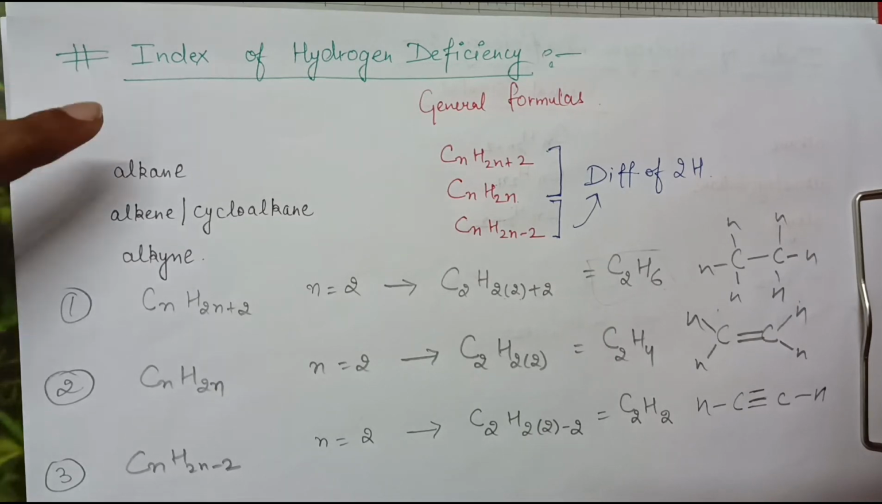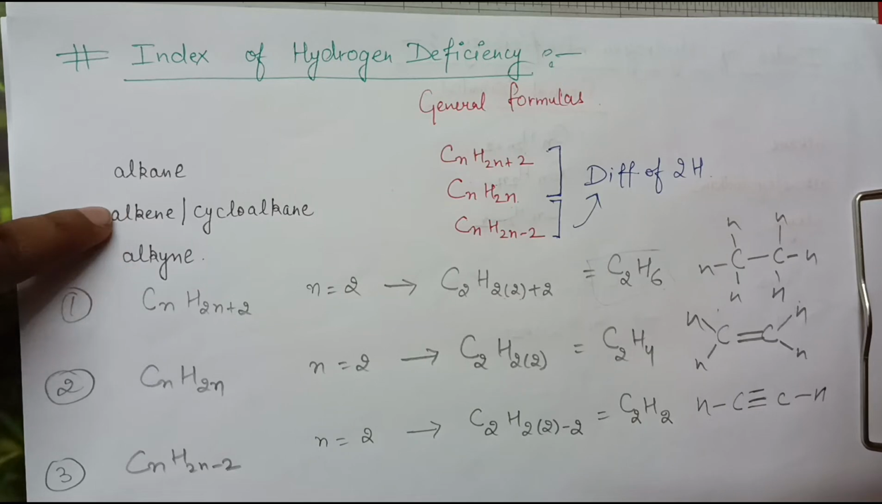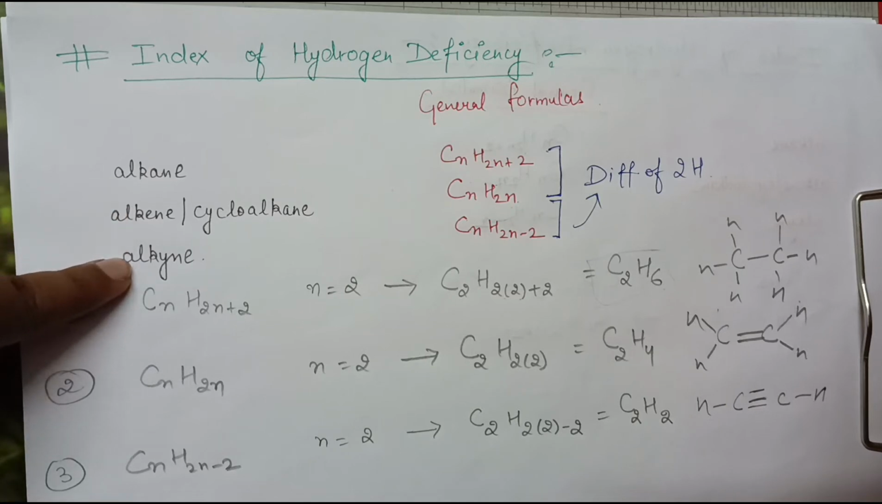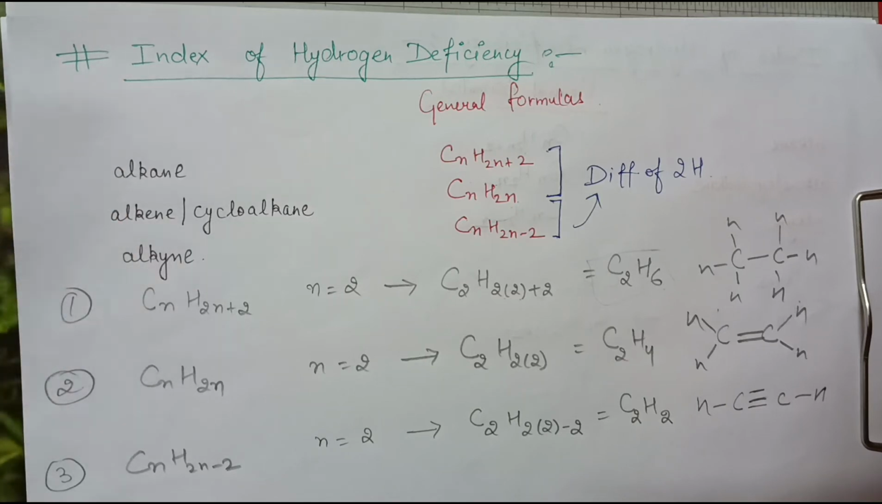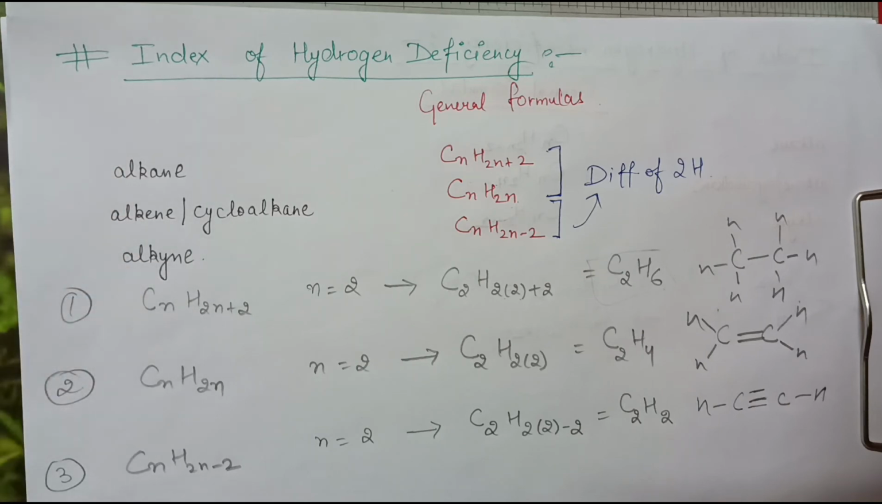Also one more thing: if we are moving from alkane to alkyne, in simple words, for every triple bond 4 hydrogens will be reduced. You can write down these things. If we are moving from alkane to alkene or cycloalkane, we have to reduce 2 hydrogens. And if we are moving from alkane to alkyne, then we have to reduce 4 hydrogens.